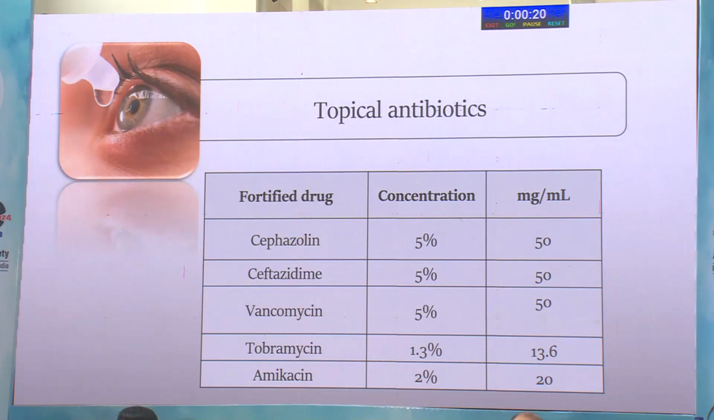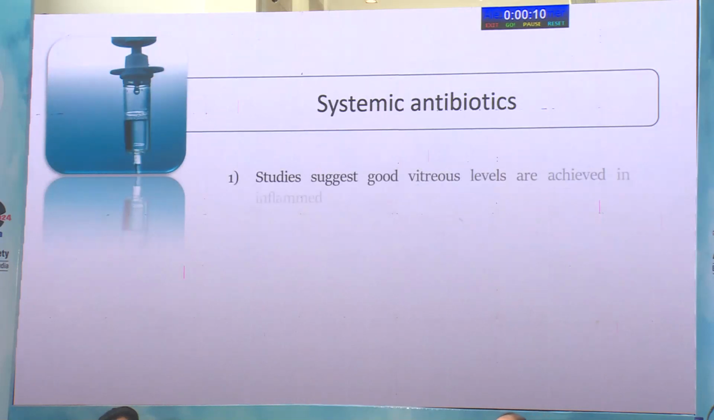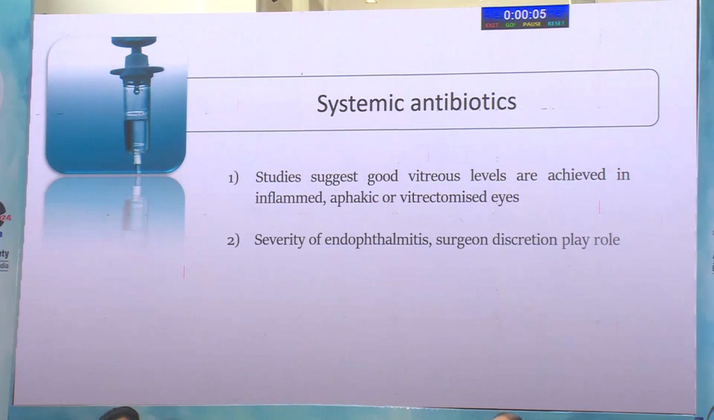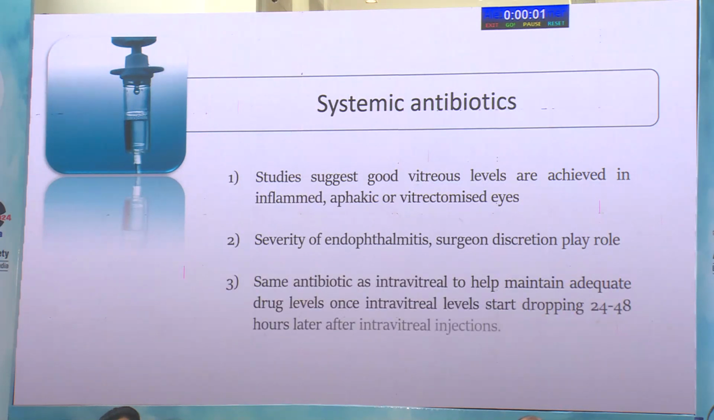Other parts of the medical management, just a quick look at the topical antibiotics. These are fortified drugs that we can use: 5% ceftriaxone, 5% vancomycin and 1.3% tobramycin. Systemic antibiotics, although they do not normally achieve good vitreous levels, are seen to achieve good levels in inflamed eyes, aphakic or vitrectomized eyes.